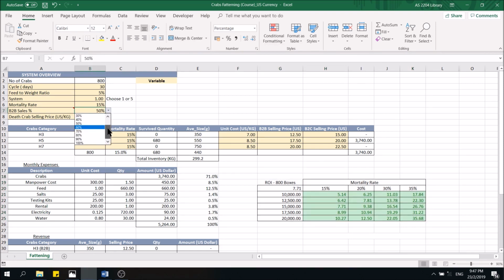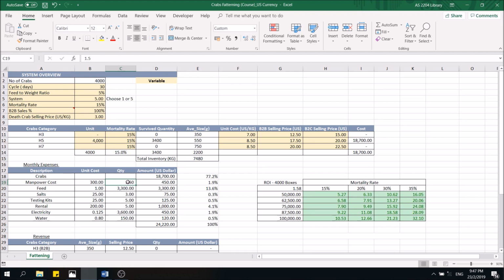Next, I'm going to show you the system at scale. So let's change this back to 100%. Okay, let's see if I want to do it in scale. Let's say I do 5,000 boxes. So it will change to 4,000 crabs in total. Everything else is the same. Okay, now for manpower.